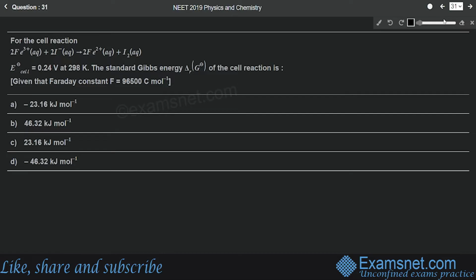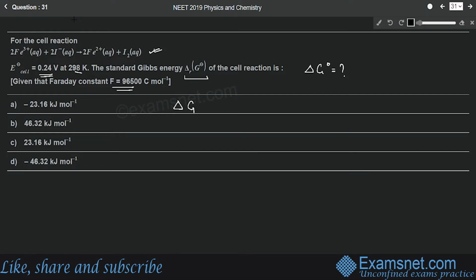Question number 31 is from the chapter electrochemistry, and the question is: for the cell reaction that is shown here, E naught cell is equal to 0.24 volt at 298 Kelvin. The standard Gibbs energy of the cell reaction is, okay. So we have to find out the value of delta G naught, and the value of Faraday constant is given as 96500 coulomb per mole. Okay. So this is a direct formula based question.